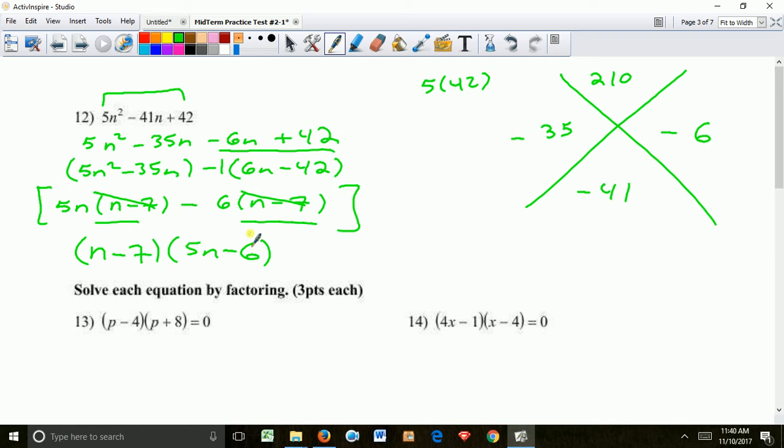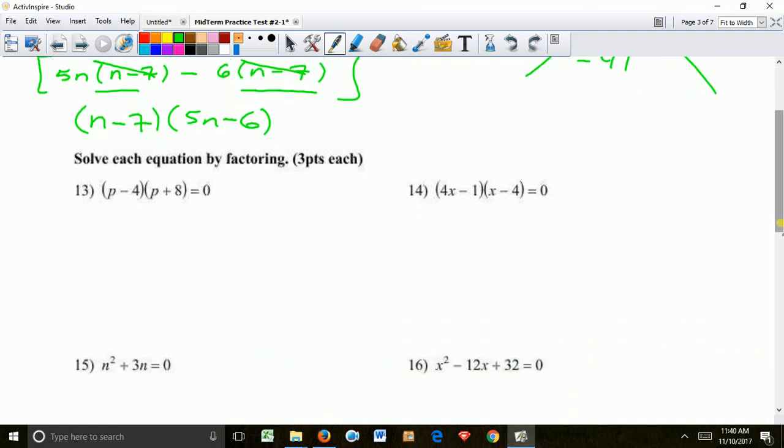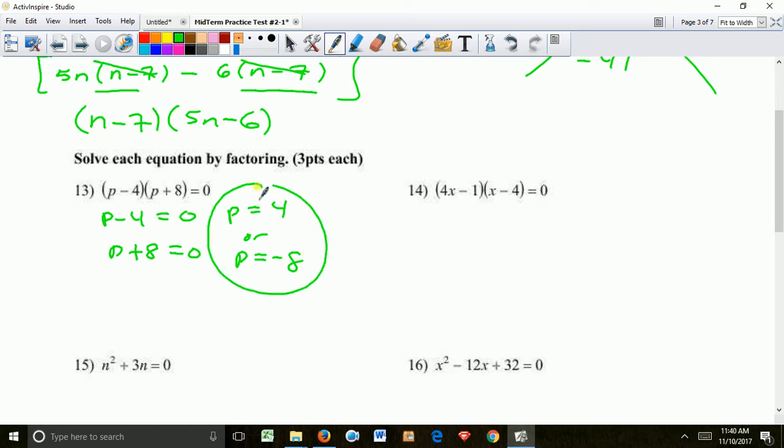All right. Solve each by factoring. You'll get some that are already in factored form. So this one, just set your factors equal to 0. In which case we have p is equal to 4 or p is equal to negative 8. If the coefficients in front of those are 1, you can think the opposite, and do that in your head, that's fine.